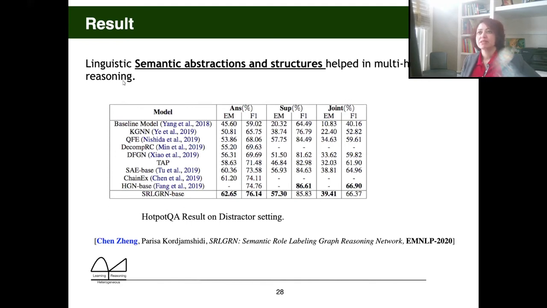And this is the conclusion that we can get here, that the linguistic semantic abstraction and structures actually helped in what we call multi-hop reasoning. You have multiple hops of reasoning that you need to follow to answer the question. And this is the result on a data set called HotpotQA.